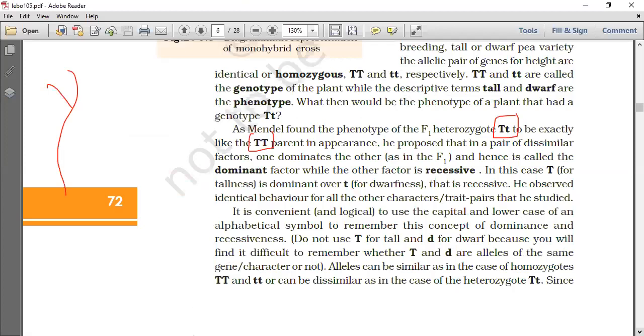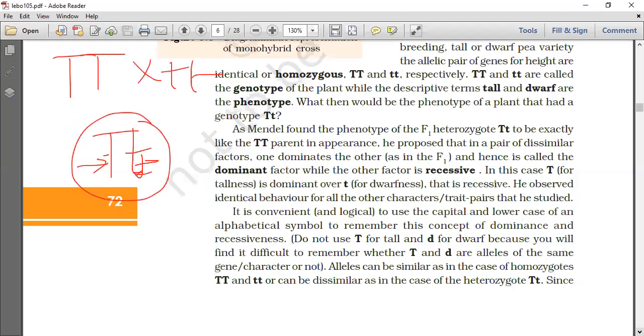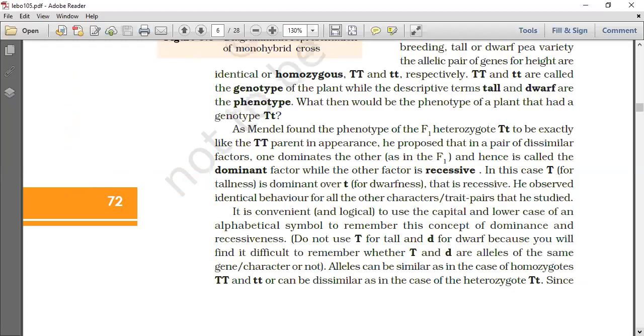Both are the same. He proposed that in a pair of dissimilar factors, one dominates the other, as in the F1, and hence is called dominant. In our language, when we say one dominates the other, who dominates? Capital T is dominating the small t. That is the dominant factor, while the other factor will be recessive. Here, in this case, capital T is the dominant one and small t is the recessive one.